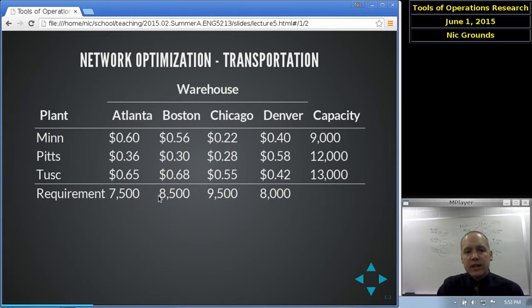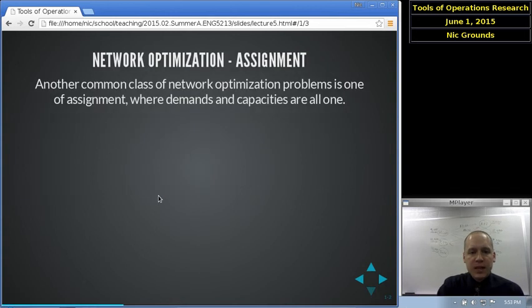about another kind of network optimization problem. So transportation was the first example where we're shipping. Another common class of network optimization problems is one called assignment, where it's basically a specialized case of transportation where all the demands, all the requirements are one, as well as all the capacities.